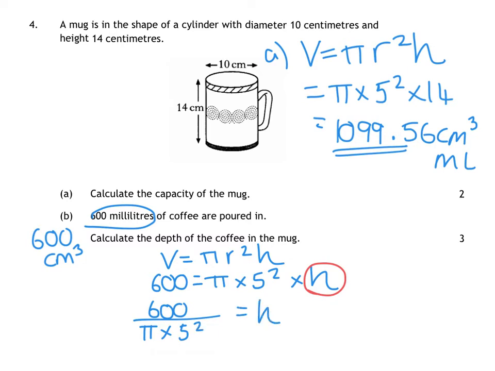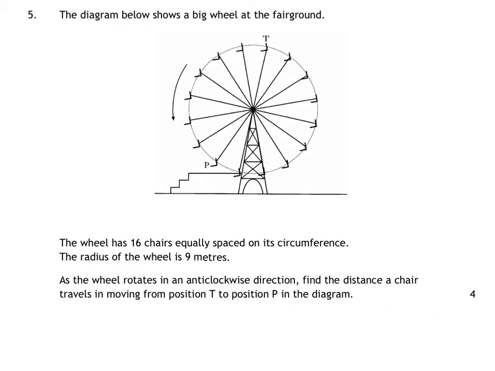And if I type that in, oh goodness, I'm running out of room here, you get 7.639, so that would go to 7.64, so that is the height of the coffee. They've not mentioned any kind of rounding, so it's up to you if you want to do 1 or 2 decimal places. So quite a classic volume question, part A, get the volume, part B, work backwards.